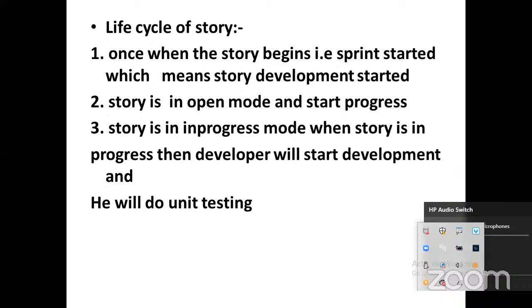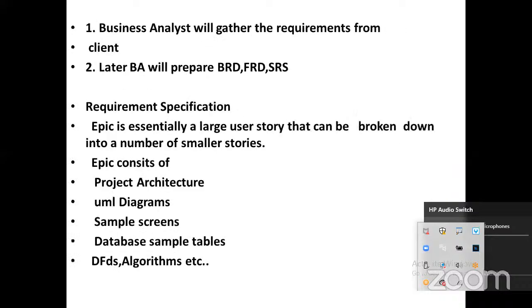Okay, now, so what is happening in the Agile model? Here you can see the business analyst will gather the requirements from the client. The business analyst will prepare documents like BRD, FRD, SRS. Business requirement document gives information about the business: what this organization actually is, the organization hierarchy, the product they are developing, what their goals are. All this information will be there. FRD means functional requirement specification.